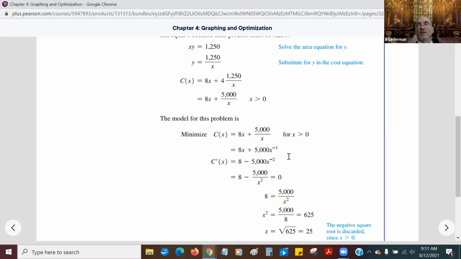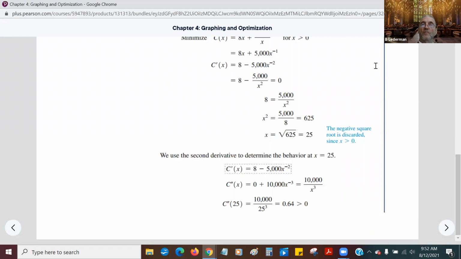Well, that's a derivative. So I'm going to take the derivative, and here they take the derivative by making a negative exponent, because in calculus it's always easier when you have things in terms of exponents, because then you use the power rule, and you crunch, and you wind up getting x squared is equal to 5,000 over 8. So x is equal to the square root of 625, which equals 25, which is pretty awesome. Now we're going to use a second derivative to decide if it's a max or a min. So the second derivative is positive. That means it's concave up, and that means it's a min. So when x equals 25, that's going to give me my minimal cost.